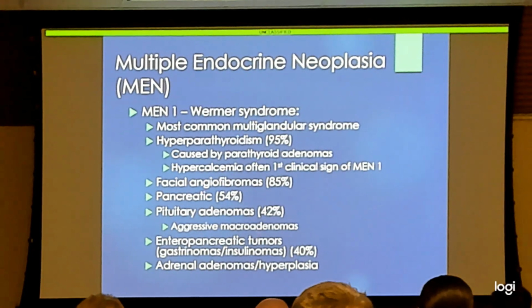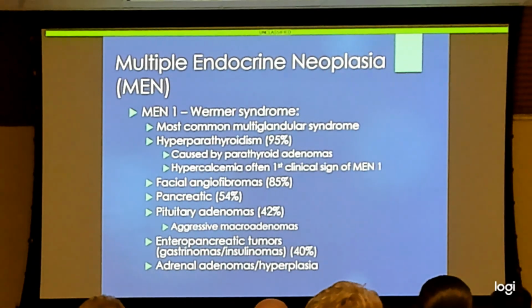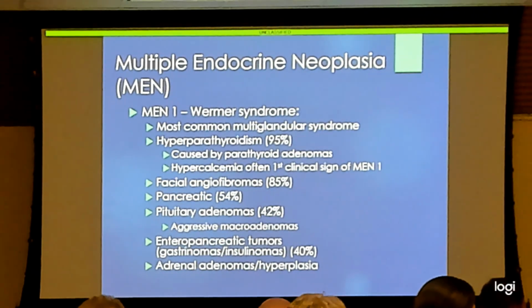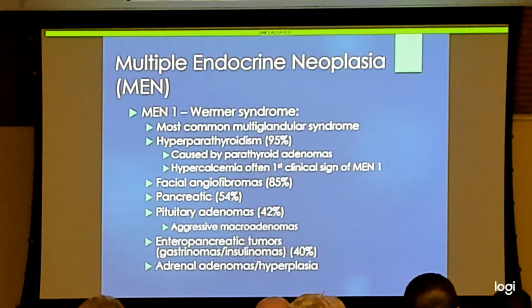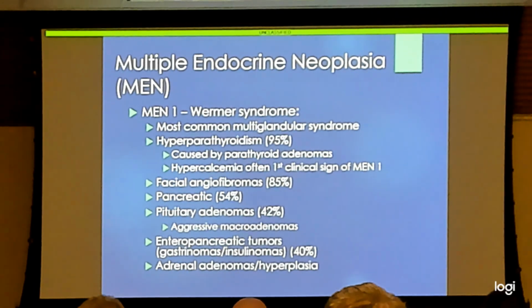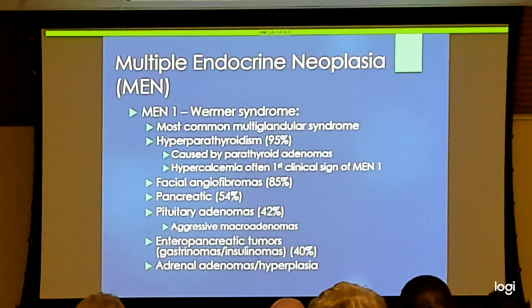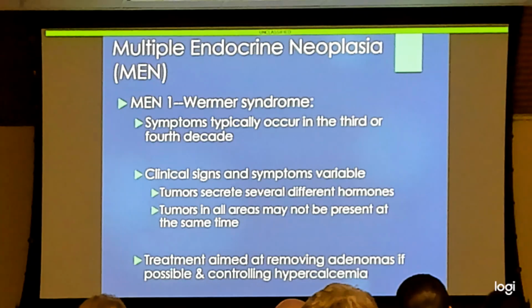So these are some of the other things I have. Facial angiofibromas, which are little lumps on the face. Pancreatic, not like carcinoma, it's more an endocrine tumor, so it's a little bit different. Pituitary adenomas, enteropancreatic tumors, and then adrenal adenomas or hyperplasia. Again, not all of them, but at least some of them. I usually will list at least 3 or 4 of them on your test, and you pick it out of the lineup. Good job. If you do care about this, you don't really have to learn this, but if you care about how it works and how it presents.